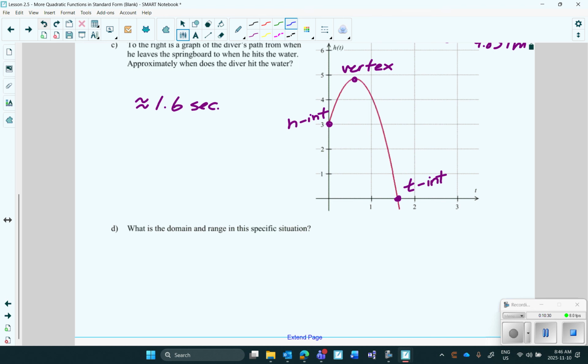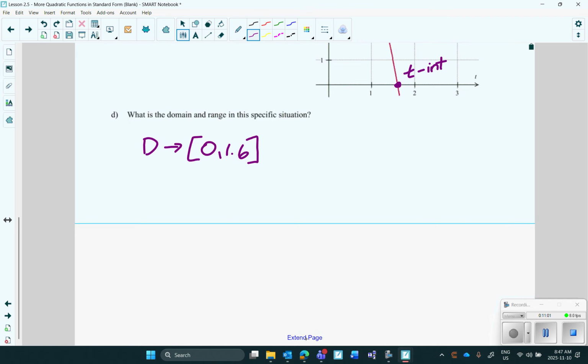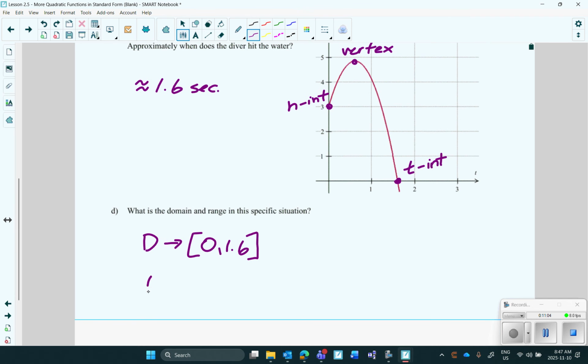So what would the domain be from here to here? 0 to 1.6. So we're restricting the domain this time because it's an actual situation. We're not just looking at a general parabola. And what would the range be? 0 to 4.837. Good.